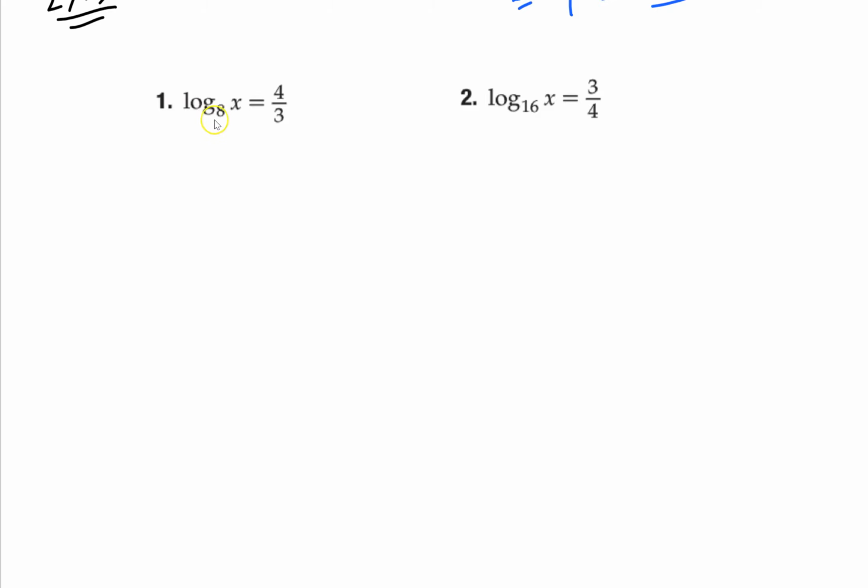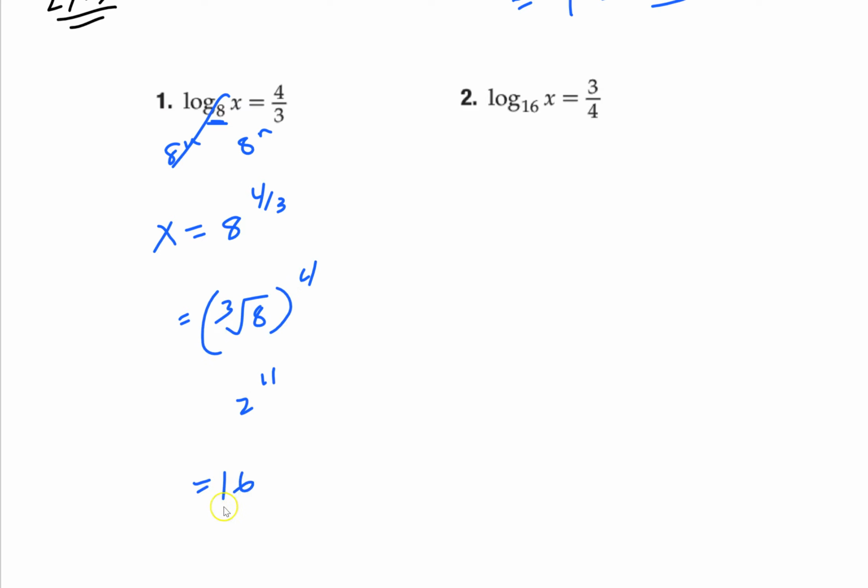Same idea here. Here's your base 8. So we're going to take 8 to both sides. So take 8 here, 8 here. These cancel. You get x equals 8 to the 4/3. Hopefully you're getting a little better at this. So that's going to be the cube root of 8 to the 4th, which is 2 to the 4th, which is going to be 16.